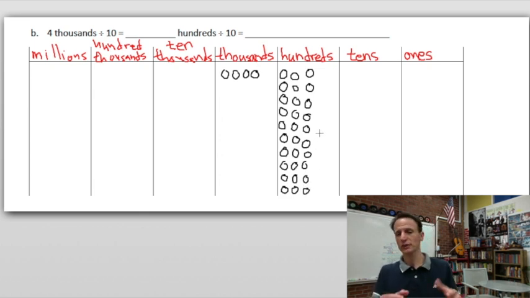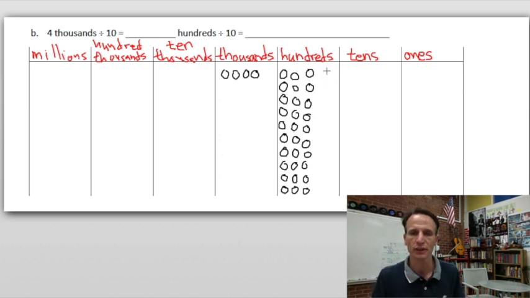And if you've ever worked with rods and units and such, you've actually done this, where you take a rod of 10 and you change it in for 10 ones kind of thing. It's that kind of idea. We're unbundling these thousands as 10 hundreds. And we have one more to do here. So that fourth 1,000 will be 10 hundreds. 1, 2, 3, 4, 5, 6, 7, 8, 9, 10.